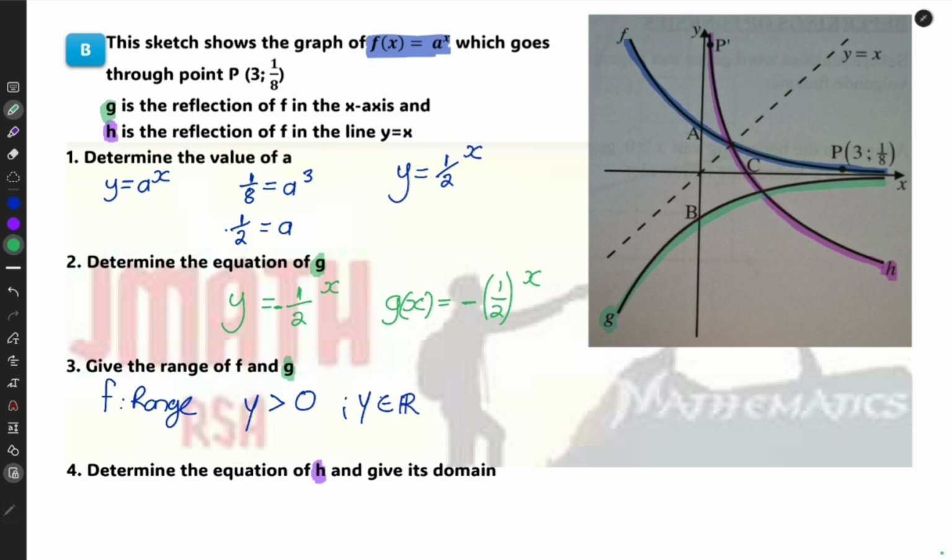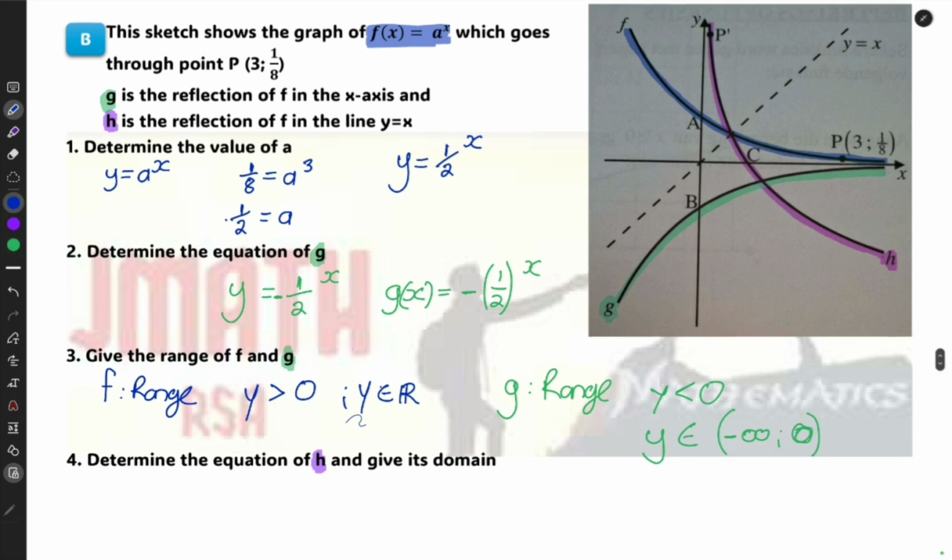So now if I look at g, it's just the opposite because it's reflected in the x-axis. So it starts at minus infinity, and then it goes all the way up to 0. So I can say the range of g can be written as y is smaller than 0. You would notice I don't include the 0 because it's an asymptote. Okay, so for everyone who likes to write it in the other notation, I can say this one is minus infinity up until 0, both round brackets. And the f graph I can write as y is an element of round bracket 0 up until infinity.